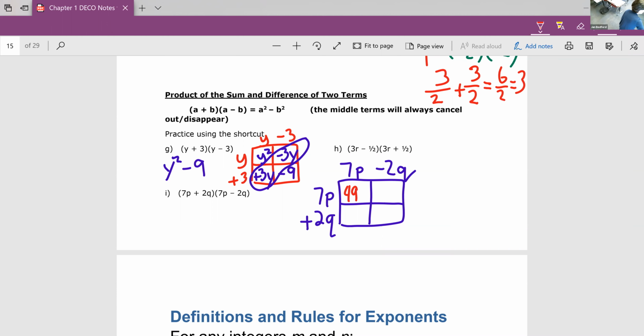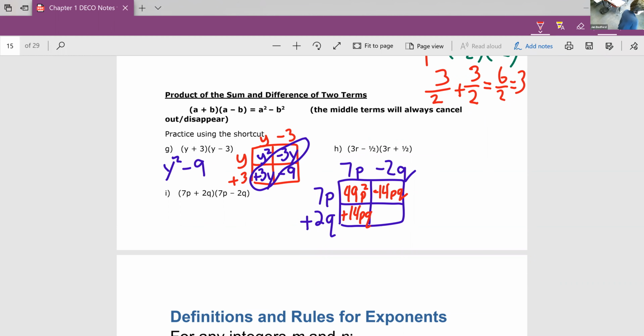Yes, 7 times 7 is 49, and p times p is p squared. Top right was, yes, because 7 times -2 is -14, and then p times q is just p times q. Bottom left, +14, and it doesn't matter if I put the p first or the q first. Remember, if I'm multiplying things together, 2 times 3 is the same thing as 3 times 2. So I'm just going to put the p and then the q.